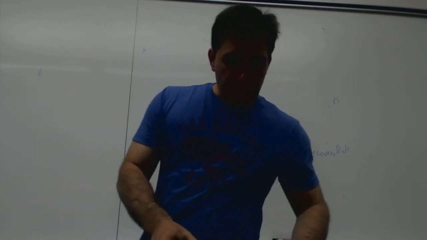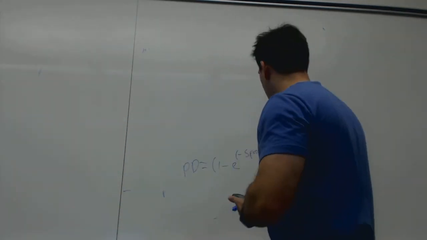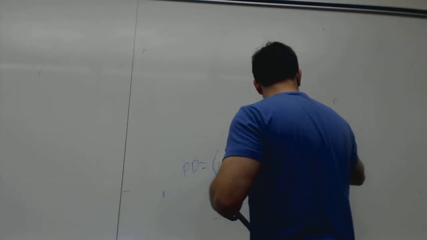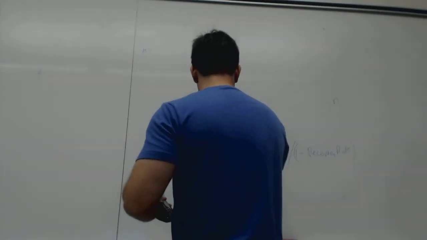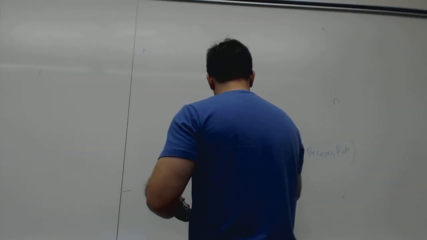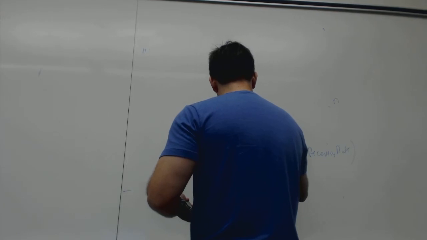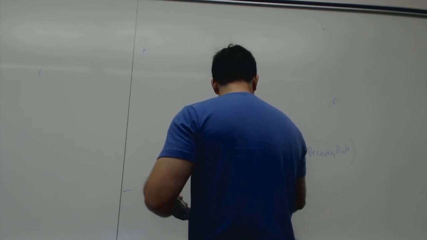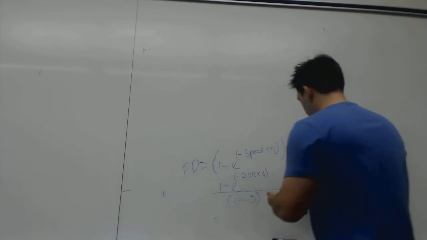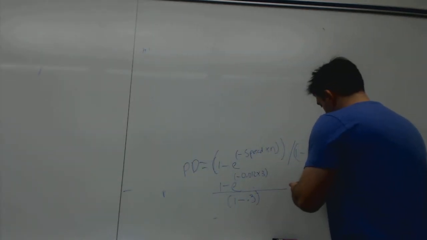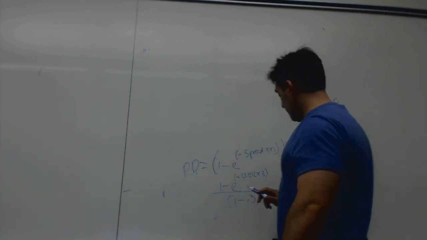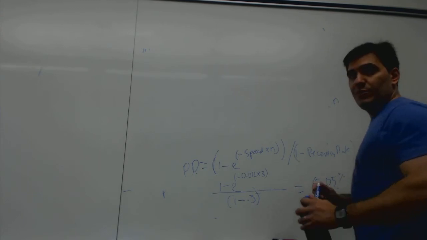Okay, so you get 5.05. Here we just plug in the formula. We say 1 minus e to the minus 0.012 times 3, and this is divided by 1 minus 0.3. And if we plug in, we get 5.05. So this is already the probability of default, which is 5.05%.